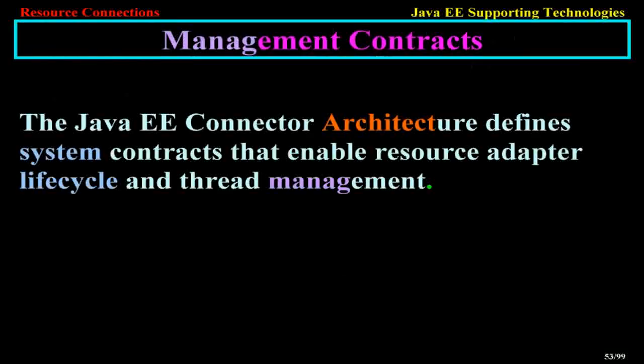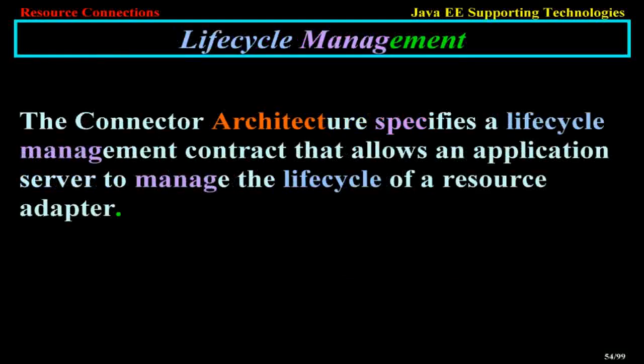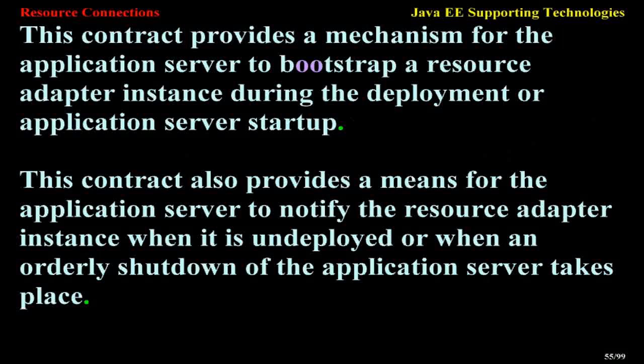Management contracts. The Java EE Connector architecture defines system contracts that enable resource adapter lifecycle and thread management. Lifecycle management. The connector architecture specifies a lifecycle management contract that allows an application server to manage the lifecycle of a resource adapter. This contract provides a mechanism for the application server to bootstrap a resource adapter instance during deployment or application server startup. This contract also provides a means for the application server to notify the resource adapter instance when it is undeployed or when an orderly shutdown of the application server takes place.